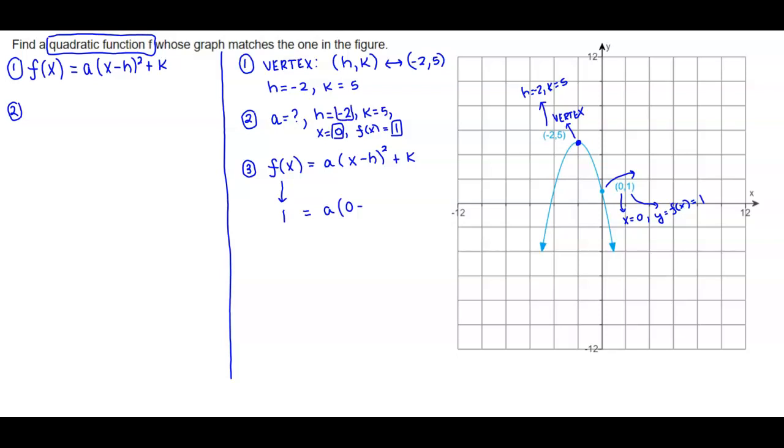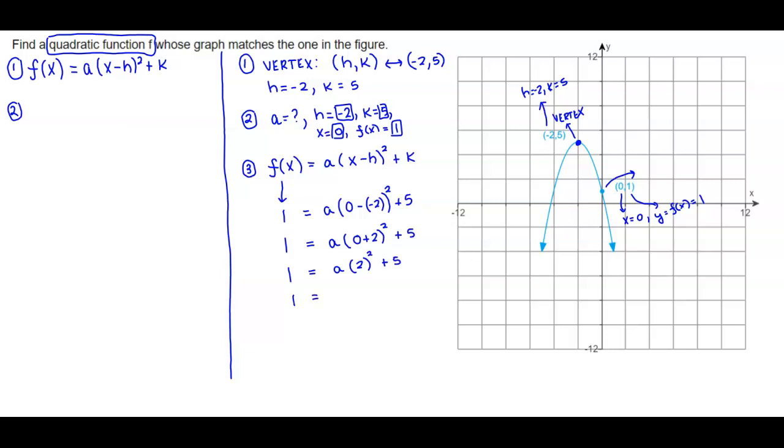minus, what do we know about h? h is equal to, so that's in parentheses, (-2) squared plus, what is k? Well, k is 5. Now, this is going to allow us to be able to solve for a, but we have to make sure that we consider order of operations. So the next step is we got 1, which is equal to a times (0 plus 2) squared plus 5. So this becomes 1, which is equal to a times 2 squared plus 5.